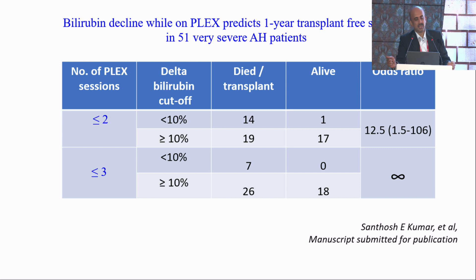So specifically on bilirubin, by day 2 or 2 sessions of PLEX, if there's a drop in bilirubin by 10% or more, then the odds of surviving 1 year is very high. By day 3, it's almost like it's infinity. The odds ratio is pretty strong there. So such indices may help us decide which patient we should take up for transplant or which we do not, or maybe consider some other forms of therapy.